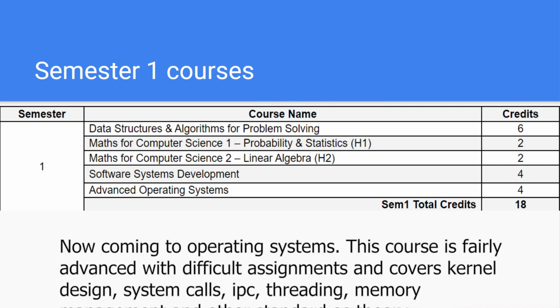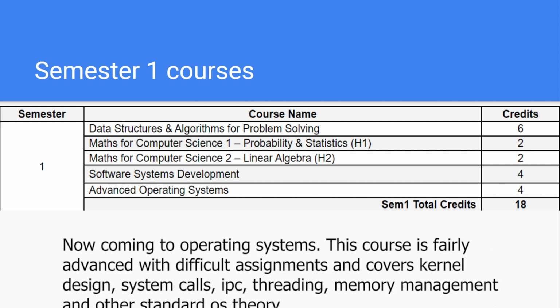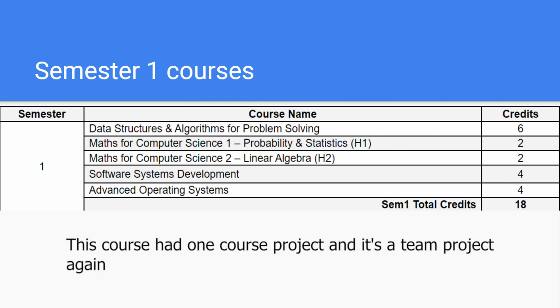Now coming to operating systems, this course is fairly advanced with difficult assignments and covers kernel design, system calls, IPC, threading, memory management, and other standard OS theory. This course had one course project and it's a team project again.